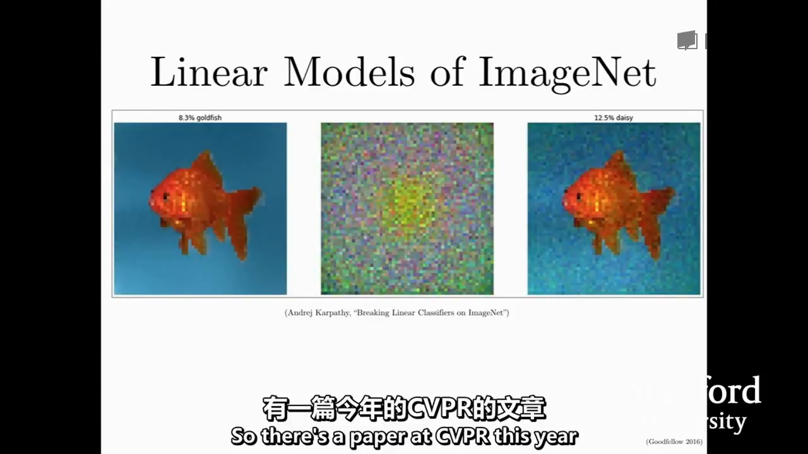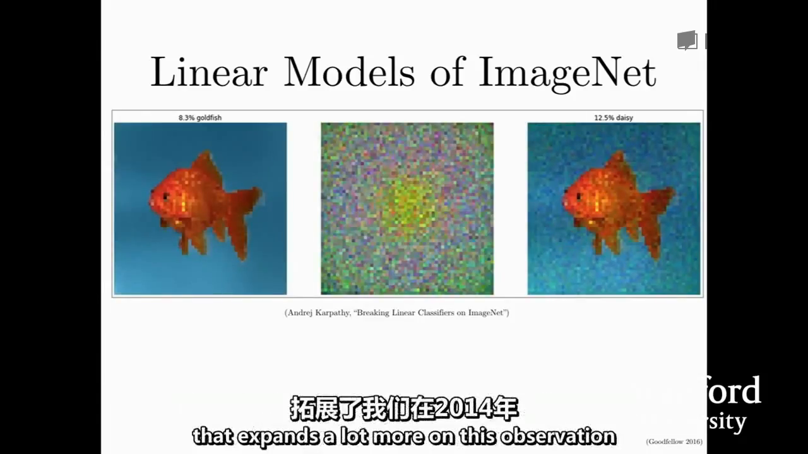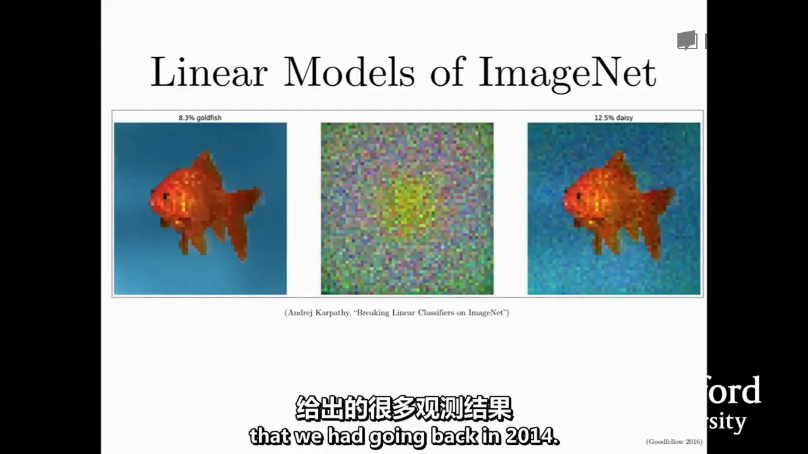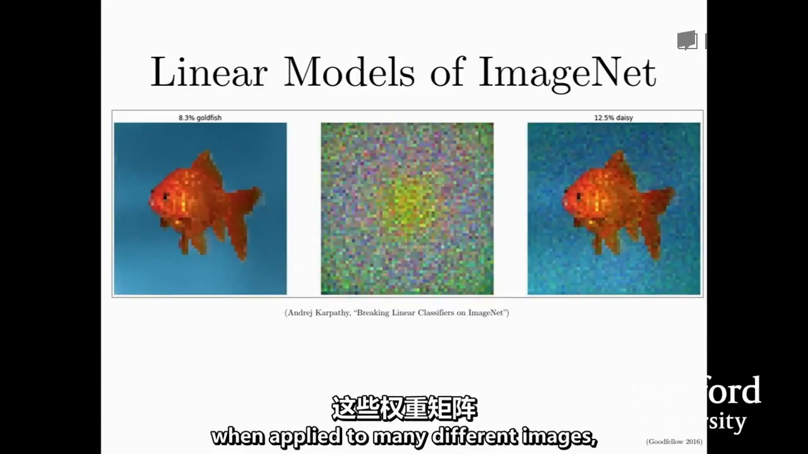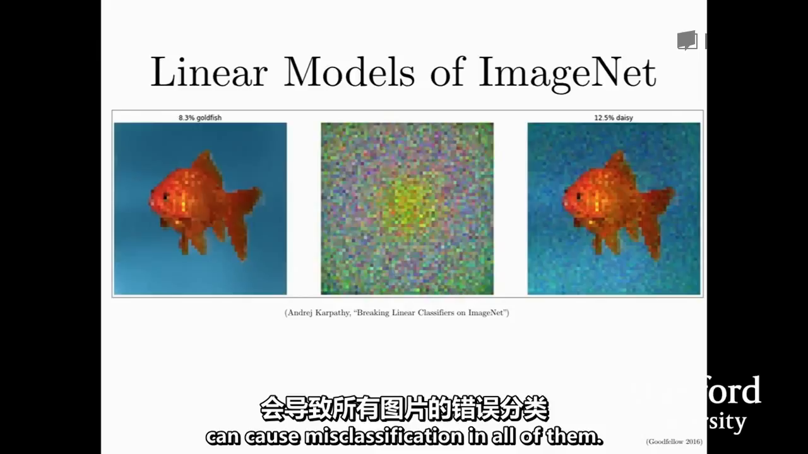So there's a paper at CVPR this year called Universal Adversarial Perturbations that expands a lot more on this observation that we had going back in 2014. But basically, these weight vectors, when applied to many different images, can cause misclassification in all of them.